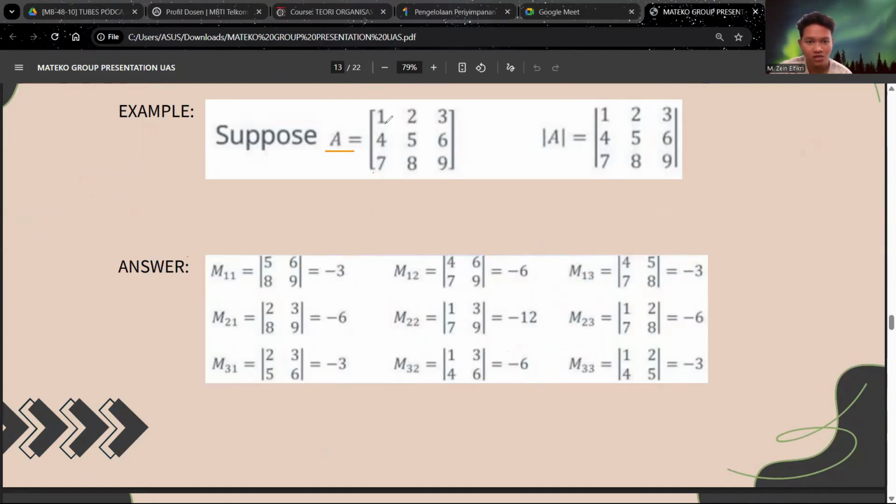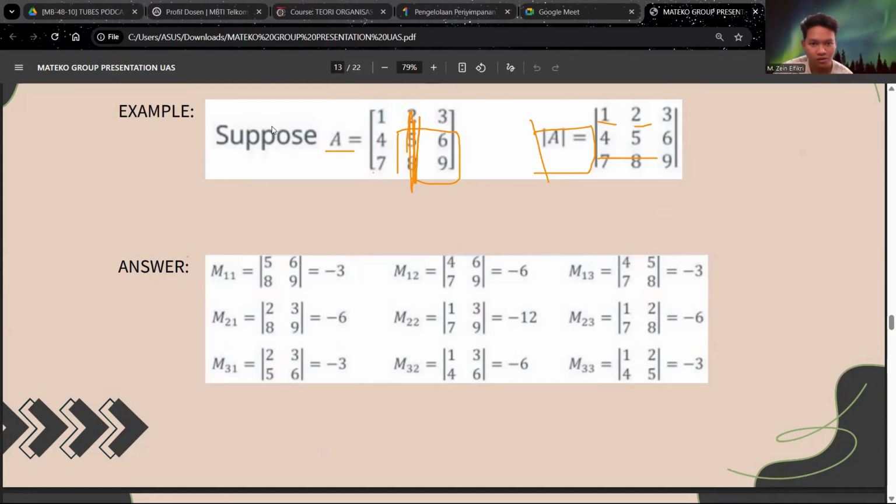Suppose A is 1, 2, 3, 4, 5, 6, 7, 8, 9. Then we want the determinant of A, from before. So the answer, like before, I explained that M11 is, we close this and we close this, then we have this. Like that. And for M12, it's also the same, but we must close this. We open this.